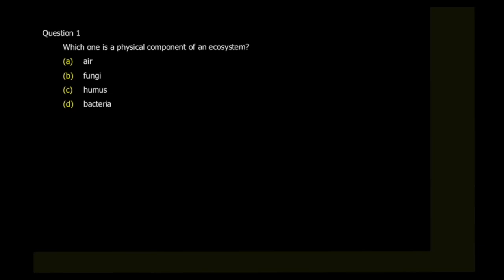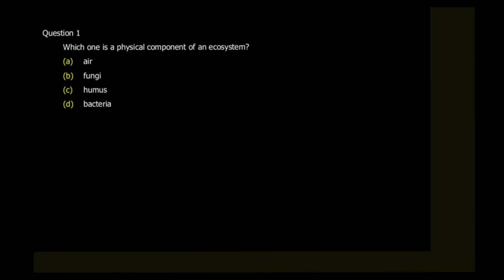Today we're going to do the 2020 paper. I think it's November, yeah, November 2020. Combined science. The first question says, which one is a physical component of an ecosystem? We're going to discuss this. We're not just going to give you the answer, we're also going to discuss the other answers.